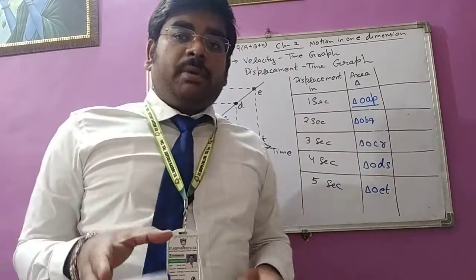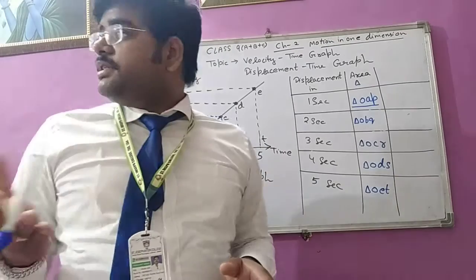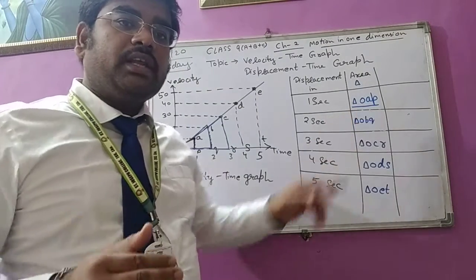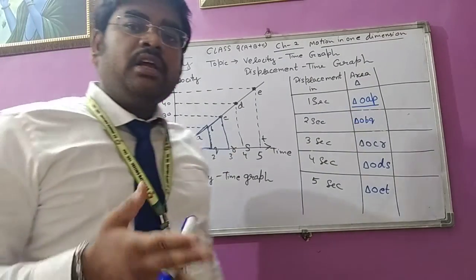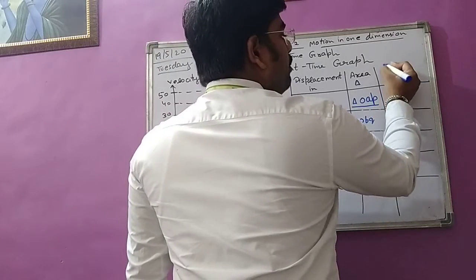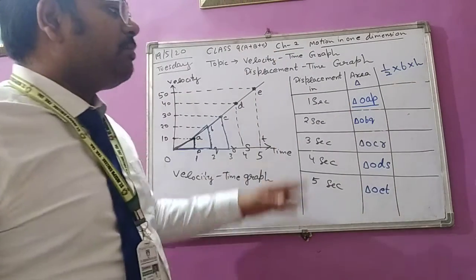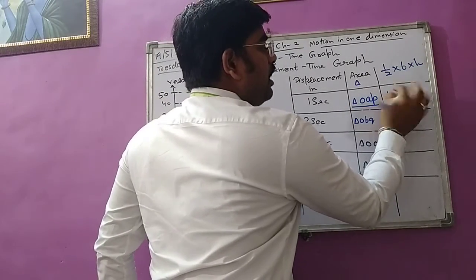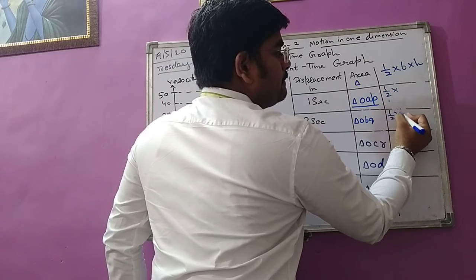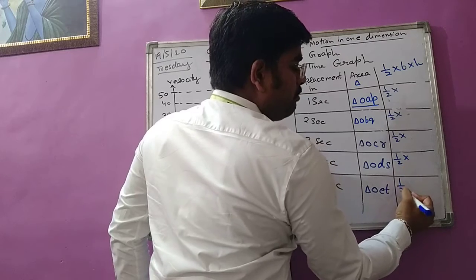Now everybody knows what the area is. Here we have to calculate the area of a triangle. That means the formula will be applied here, half base into height. So here we will write the formula, half base into height. First we will write the half: 1 by 2, 1 by 2, 1 by 2, and 1 by 2.